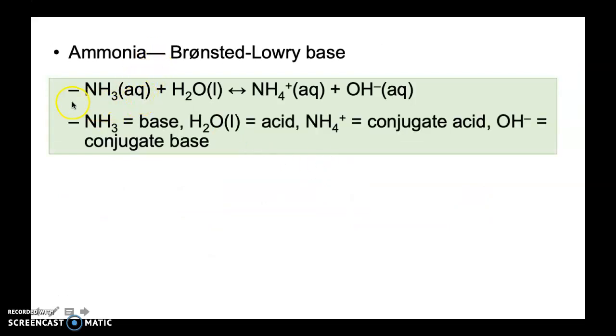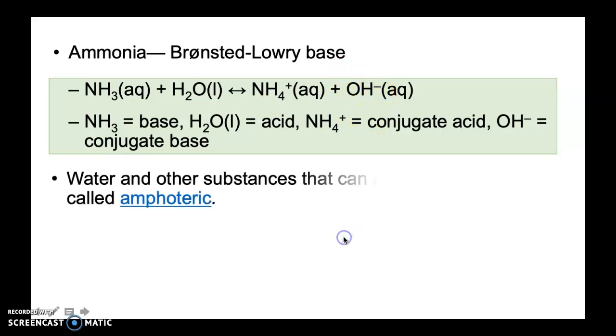Another example would be NH3 and water. Water has the hydrogen, so that's your acid. And NH3 is the one that accepted the hydrogen, so that's your conjugate acid. OH is the conjugate base because that's the one that lost hydrogen.